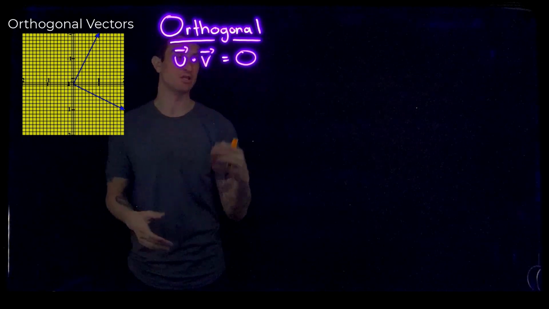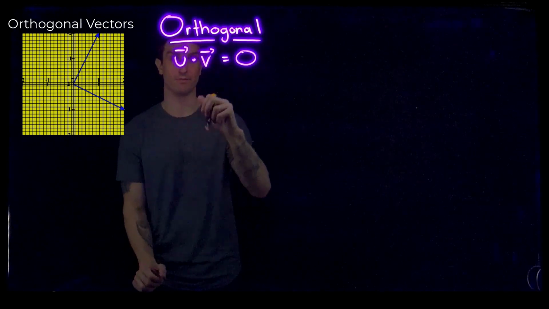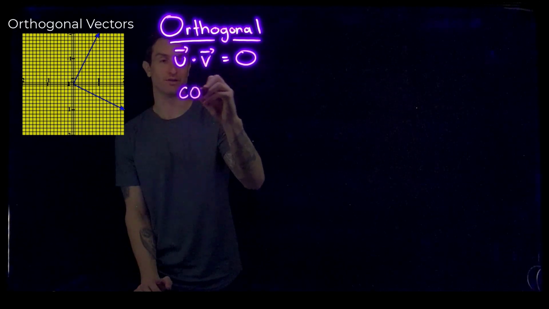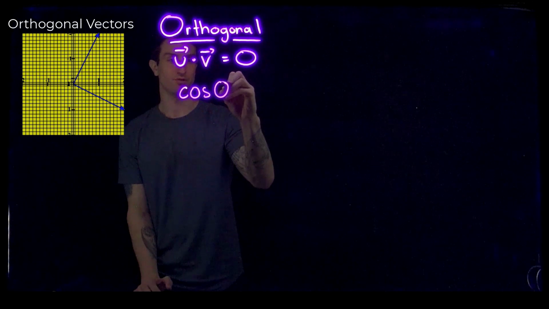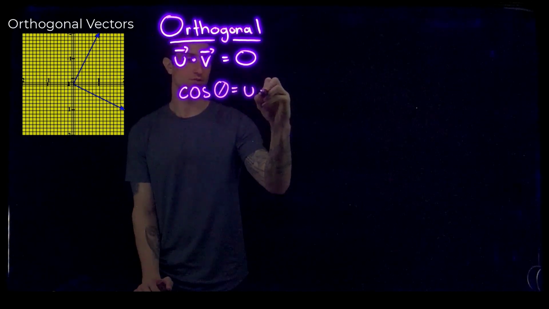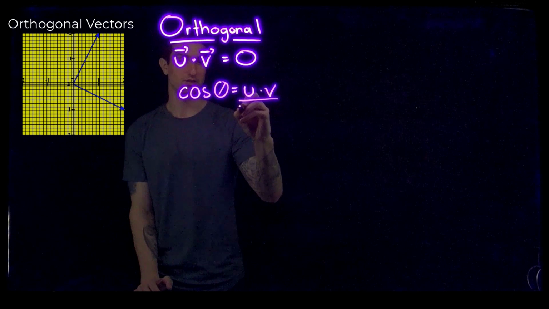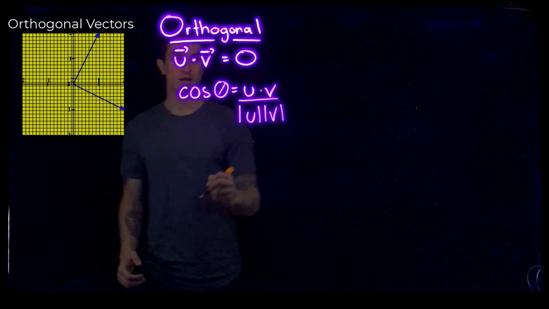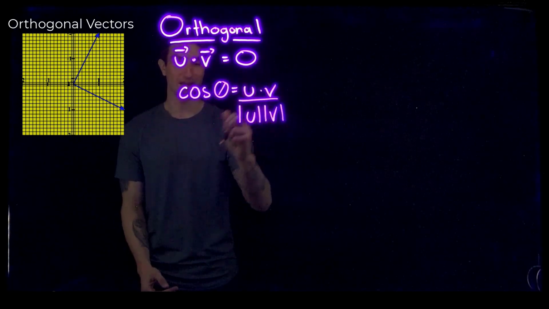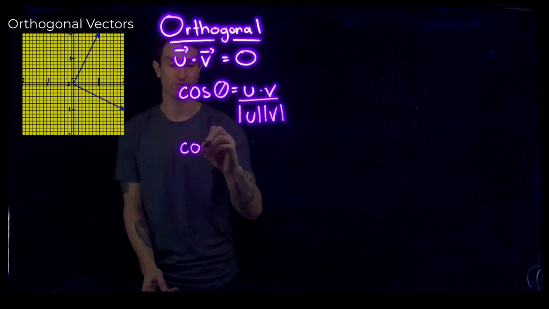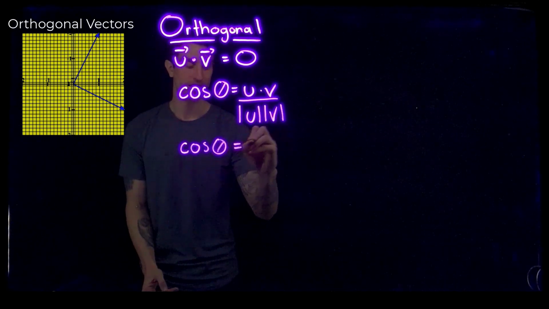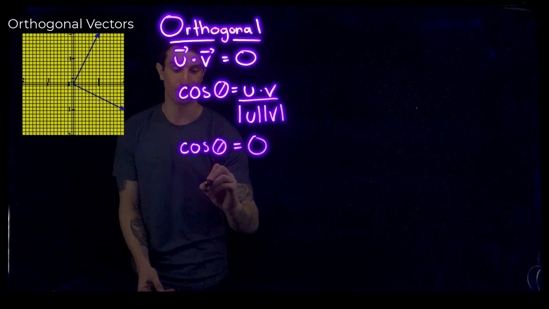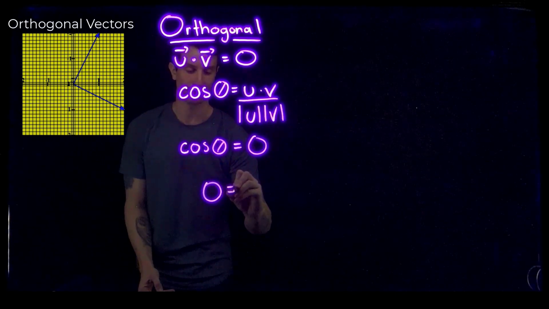But let's think about what this means geometrically. If I take this geometrically, think about the angle between these two vectors. I have cosine of theta is equal to u dot v all over the magnitude of u times the magnitude of v. Well, if their dot product equals 0, that implies cosine of theta is equal to 0. Now if we take the inverse, cosine inverse of 0, this implies theta is equal to pi over 2.